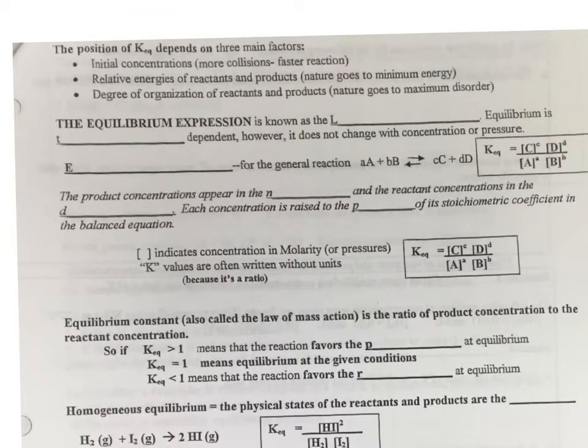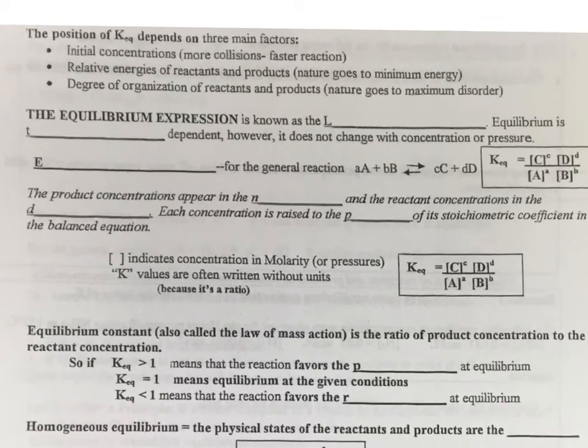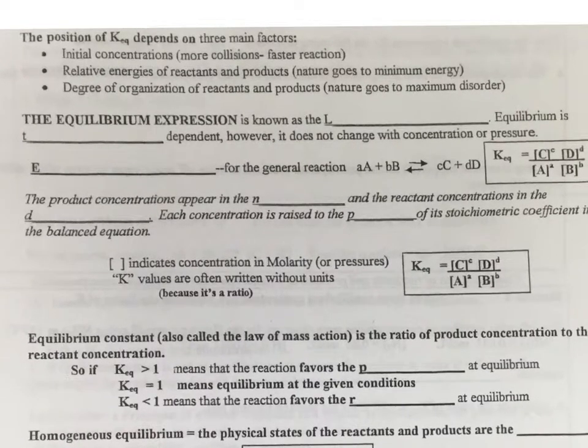All right. So your position of K depends on three main factors. Now, when I say the position of K, what that means is that where equilibrium is established. Okay, equilibrium can be considered somewhere where a forward reaction is taking place a little bit.